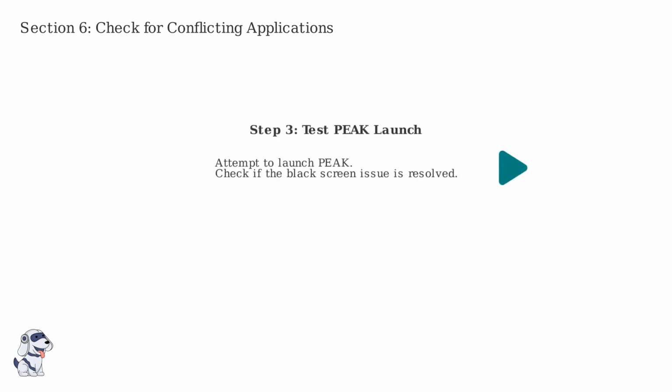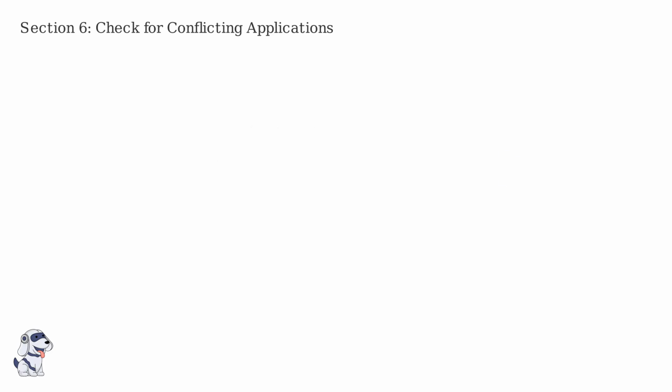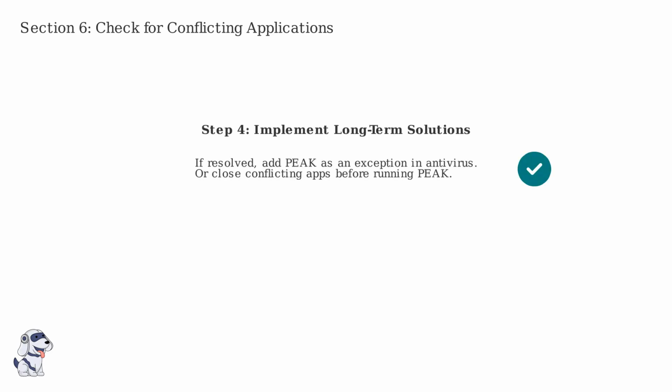Now test Peak by attempting to launch it. Observe if the black screen on launch is resolved without the conflicting applications running. If the issue is fixed, implement long-term solutions. Add Peak as an exception in your antivirus software to prevent future blocks. Alternatively, make it a habit to close conflicting applications before launching Peak.